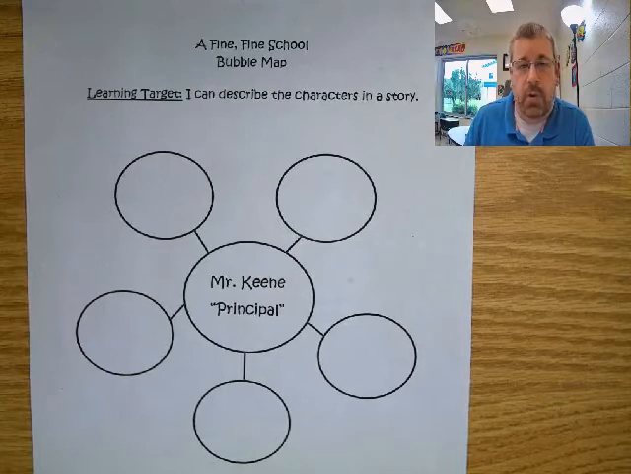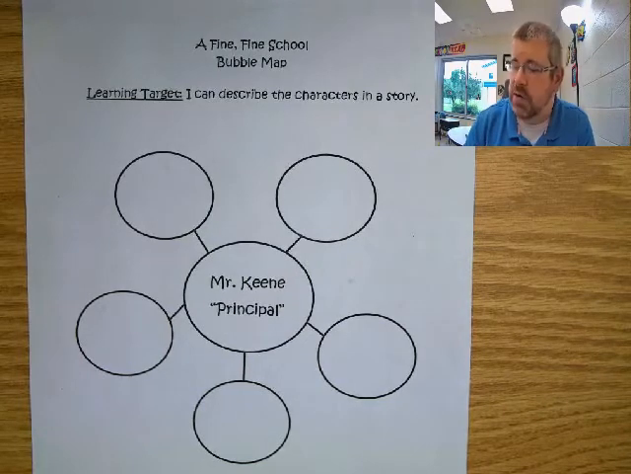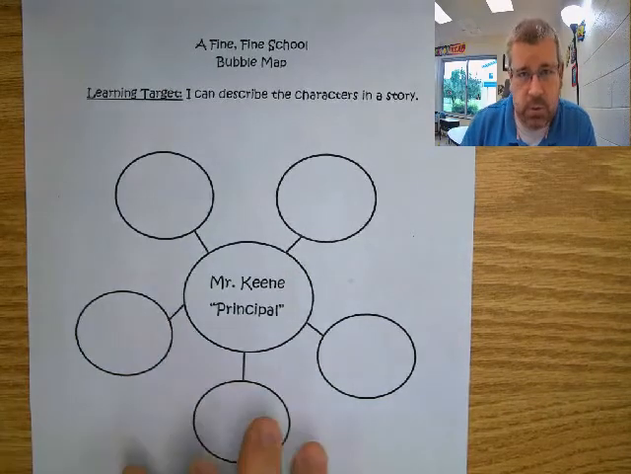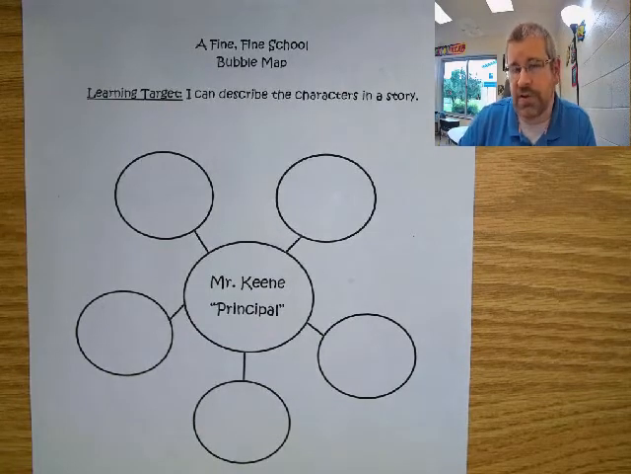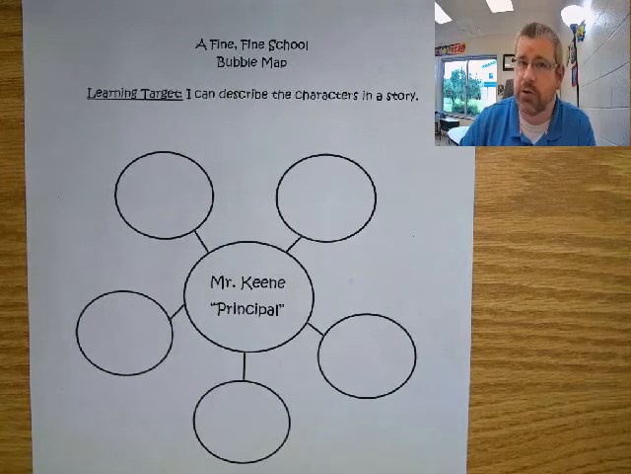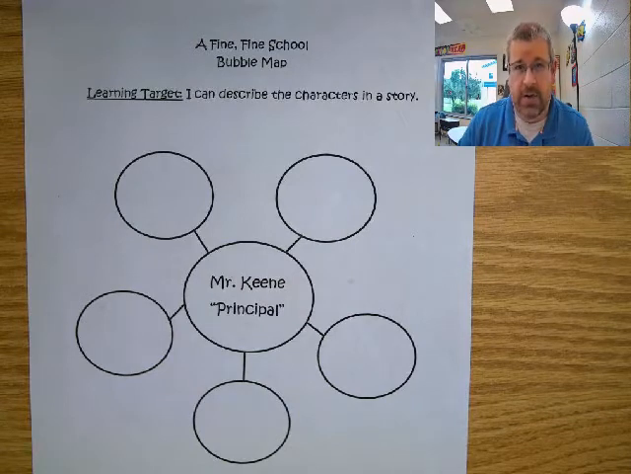This week in reading, we're going to continue with our topic of characters and character traits. Last week, we began the story A Fine, Fine School. And today, we're going to do a bubble map. A bubble map is used to describe a character, and we're going to describe their character traits. Not their physical appearance, what they look like, nothing like that. Their character traits, their actions, their behaviors, the way they act on the inside, their inner feelings and thoughts.